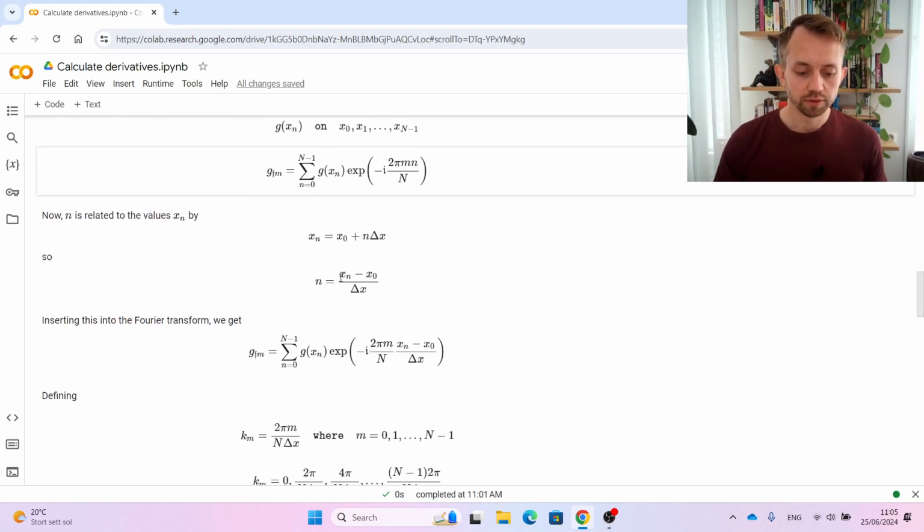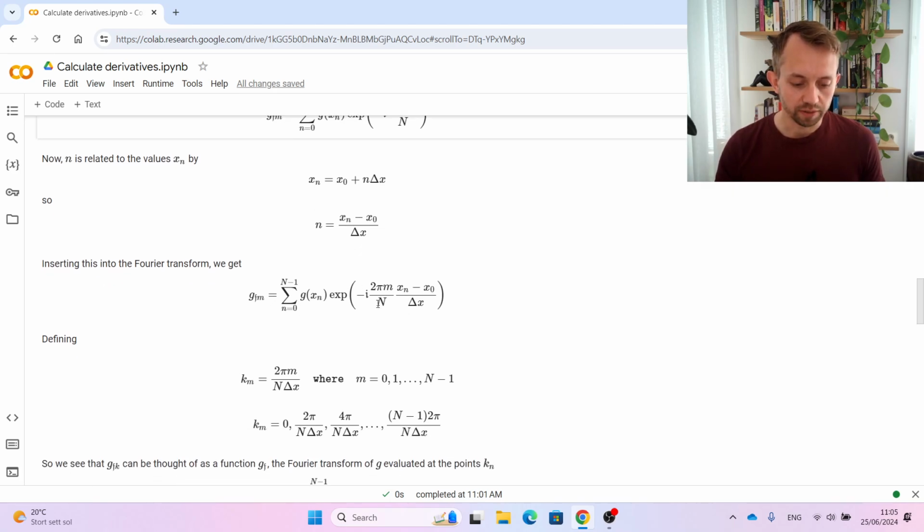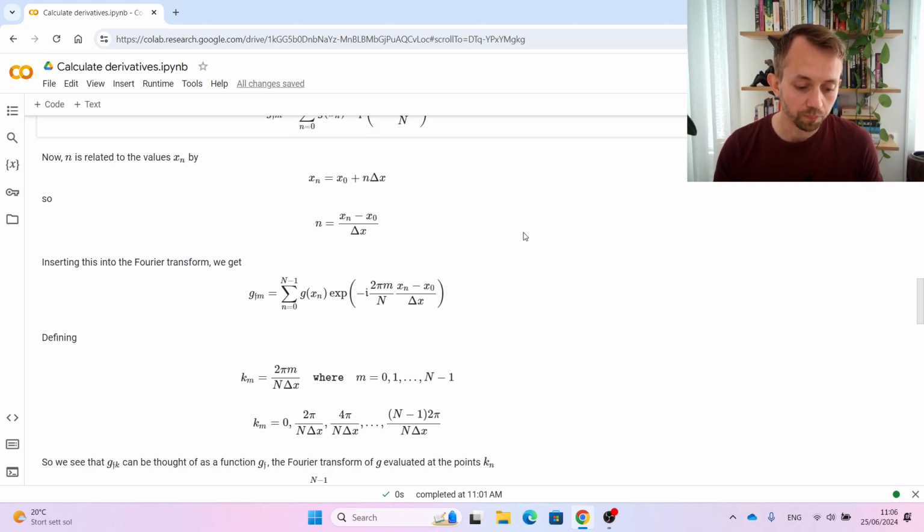And so I can rearrange this equation to get n as a function of xn, x0 and delta x. And then if I insert that instead of n into this Fourier transform, I get the following expression, where you can see that I have the sum over all the xn points, g of xn, and then the exponent factor now with something as a function of m multiplied by xn minus x0.